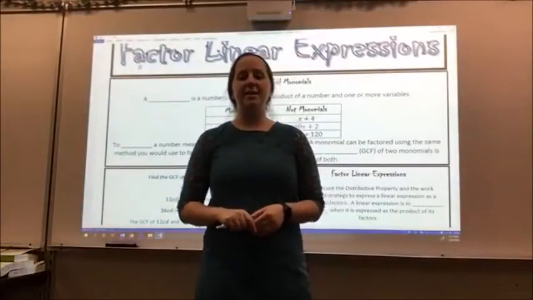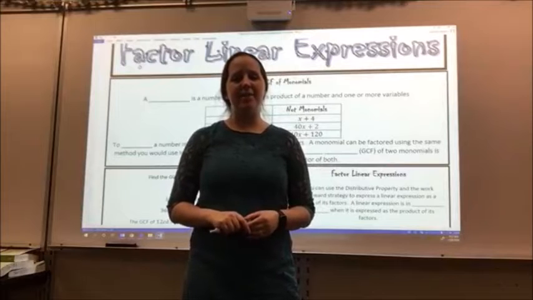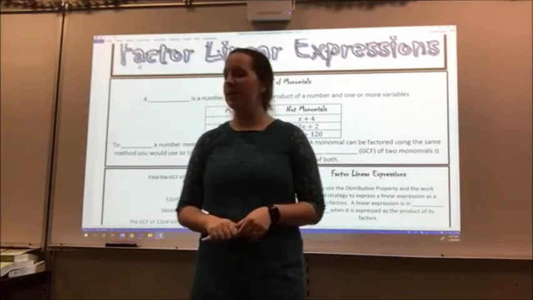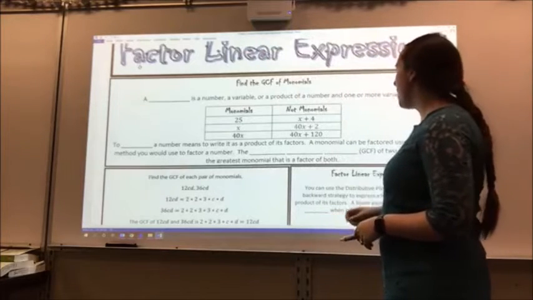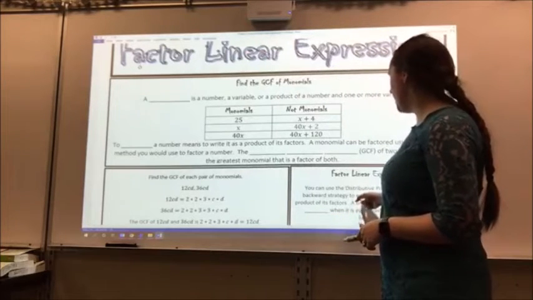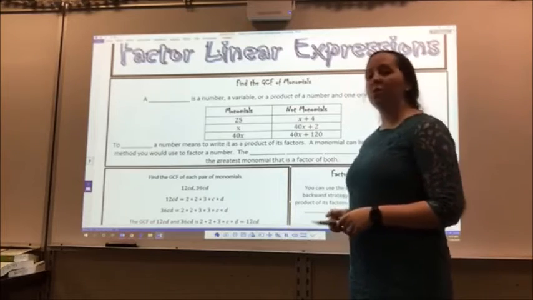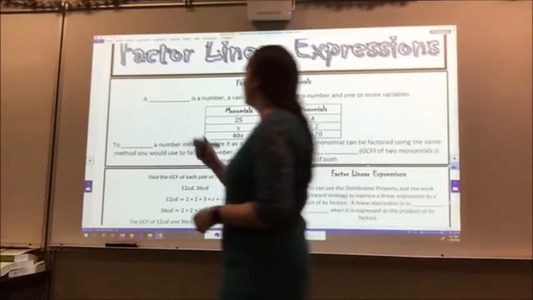All right, this is Chapter 5, Lesson 8, Factor Linear Expressions. So, a blank is a number, a variable, or a product of a number and one or more variables. In that blank, you're going to write monomial.